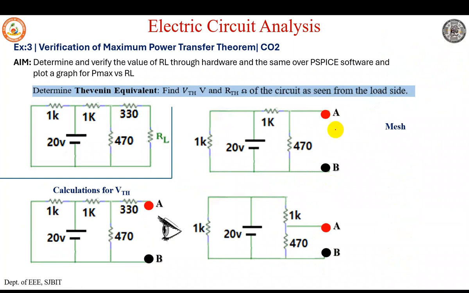One can also solve for VTH by mesh analysis, assuming this as I1 and I2.